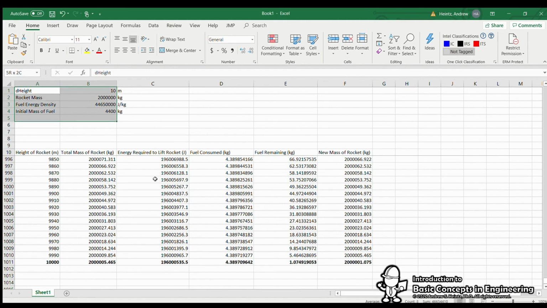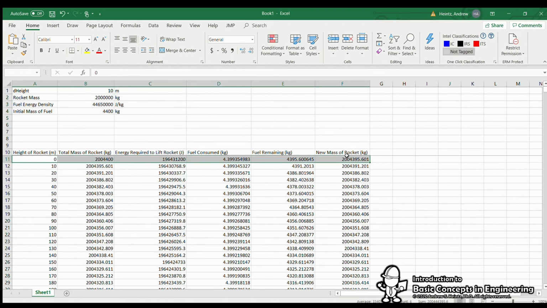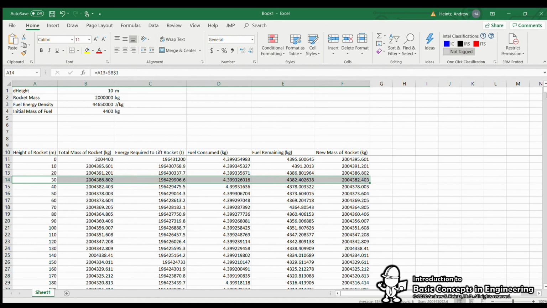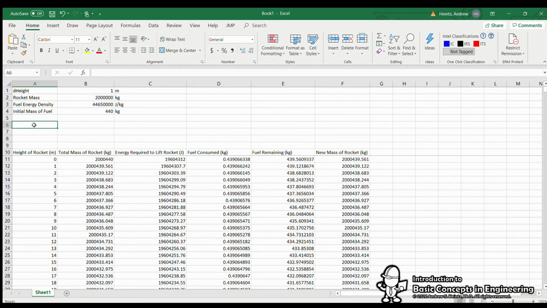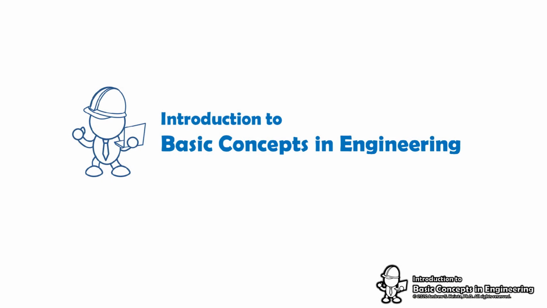Okay, so again, what we've done is we've created a program, for lack of a better term. What this program does is it looks at the amount it requires to raise the rocket a little bit and a little bit and a little bit, and it uses each output to create the new input and then repeat our calculations for us. All right, guys, so that is the spreadsheet that we've created. We've put it back to our original settings, but that's simply what we've done: we've created our Excel-based program. Thank you for watching Introduction to Basic Concepts in Engineering.